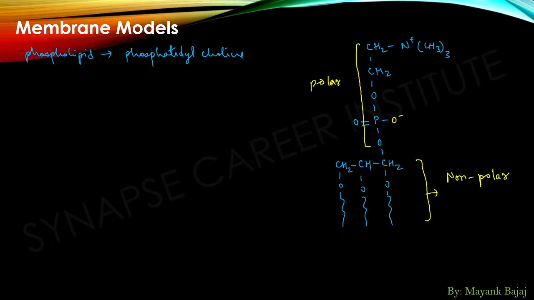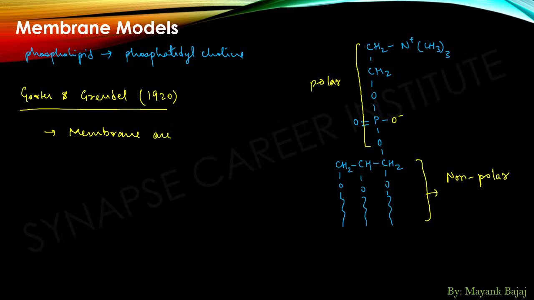Next was the Gorter and Grendel model, which was proposed in 1920. It said that membranes are bilayers, composed of two lipid layers. One is the outer layer and one is the inner layer, right?